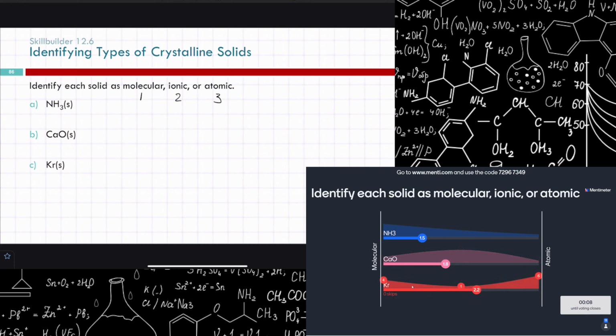I was thinking of, we have 3 different types of atomic solids. We can talk about that more in a second. Going back up to these other 2, calcium oxide is a metal and a nonmetal. So that means that we have an ionic compound, and we would name it as an ionic compound. So this is an ionic solid. And then NH3 doesn't have any metals in it. So if it's more than one type of atom and it doesn't have any metals, and it's just more than one nonmetal, then that is a molecular solid.